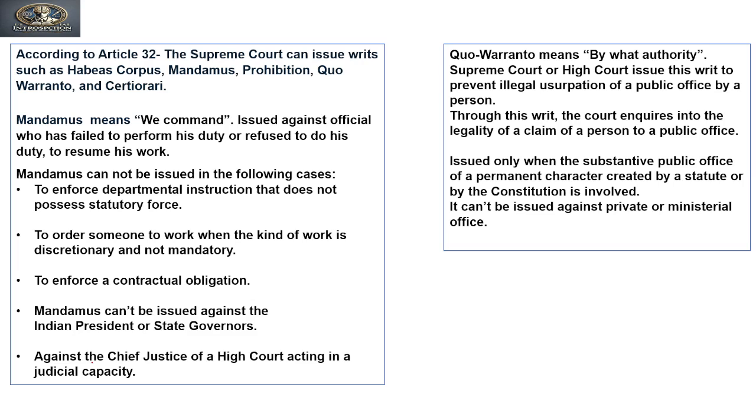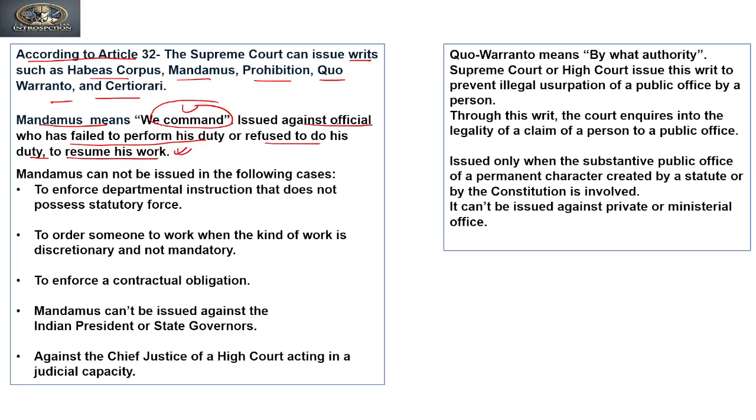Clear? So as we have already discussed, according to Article 32, the Supreme Court can issue writs such as habeas corpus, mandamus, prohibition, quo warranto, and certiorari. Now mandamus means "we command", that is, an order issued against officials who have failed to perform their duty or refuse to do their duty, to resume their work.